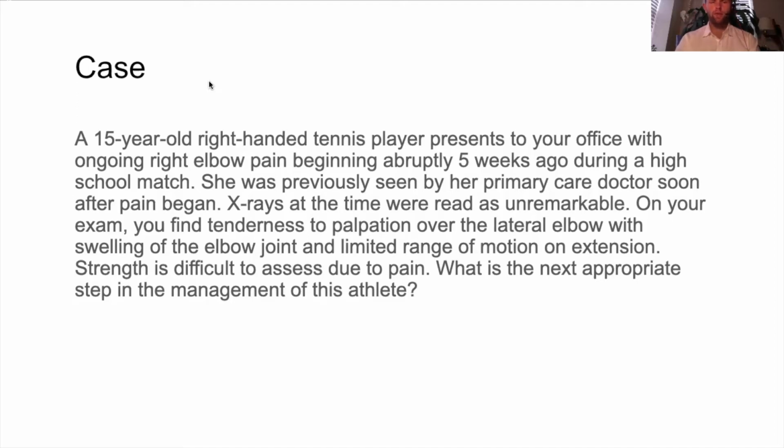On your exam, you find tenderness to palpation over the lateral elbow with swelling of the joint and limited range of motion on extension. Strength is difficult to assess due to pain. What is the next appropriate step in the management of this patient?